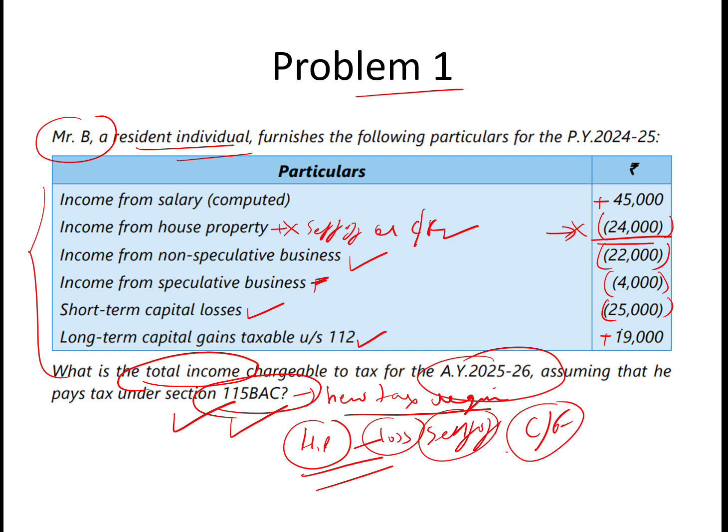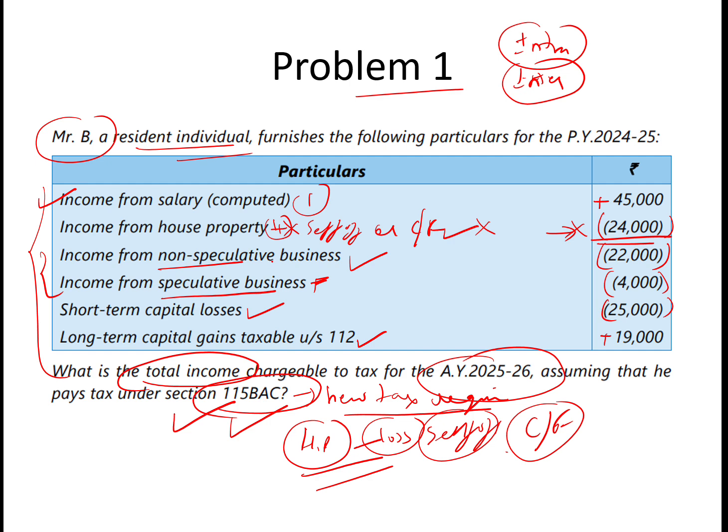Now we need to calculate Mr. B's total income. First we have to see intra-head, and then we will go for inter-head. Intra-head means within the head of income, and inter-head means between different heads of income. Income from salary has only one head. House property is one head, but we will not do a set off there because of the new regime. Business has two subheads: non-speculative and speculative business.